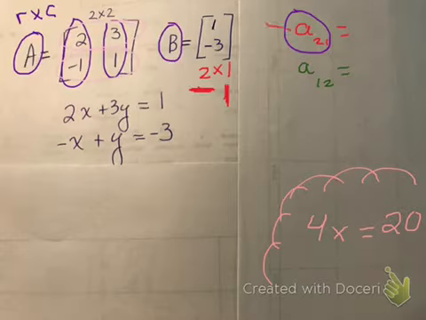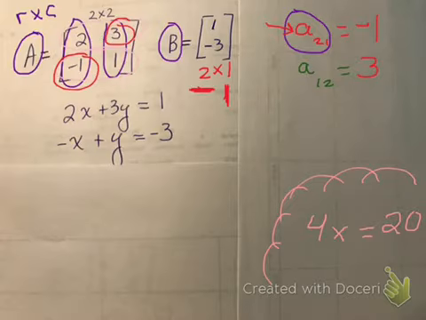So element lowercase a21 would be the second row, first entry, or first column. So that would be the number -1. However, little a12 would be the first row, but second column, so that would be element 3, okay?